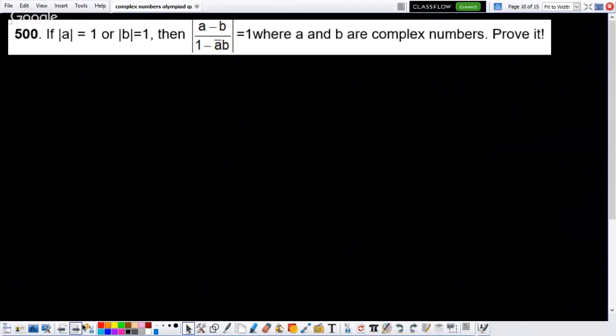Okay, now this question we are going to solve. Here again, A module is equal to 1, B module is equal to 1. Then prove that the module of A minus B over 1 minus A conjugate B is equal to 1. Also, this is similar to the previous type of questions. I told you before, they like this kind of questions much, and probably they will ask this kind of questions in the olympiad if they ask.